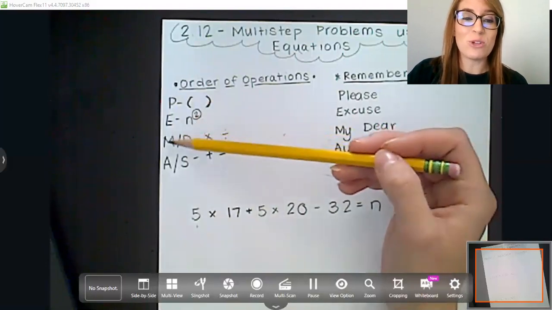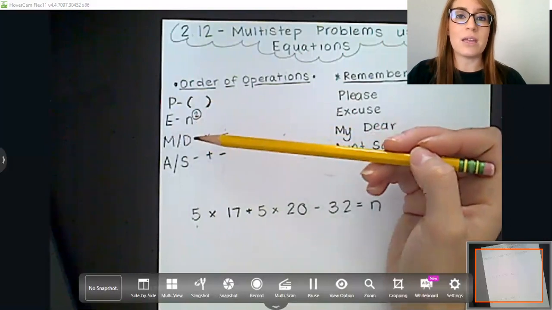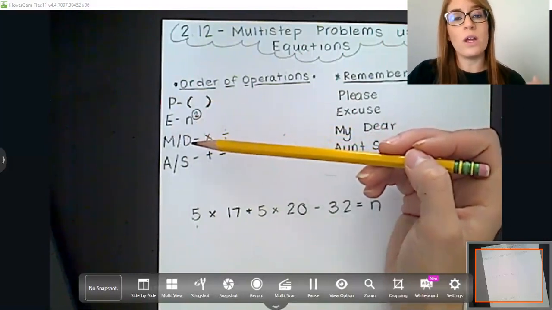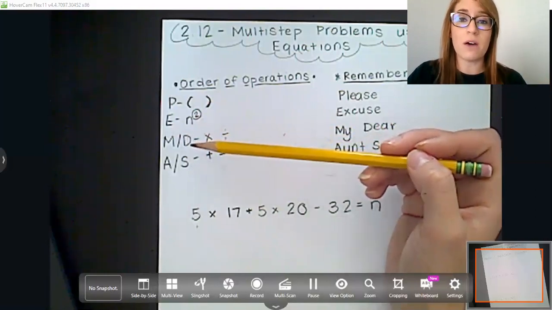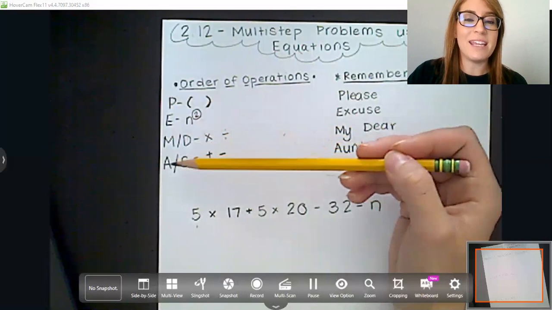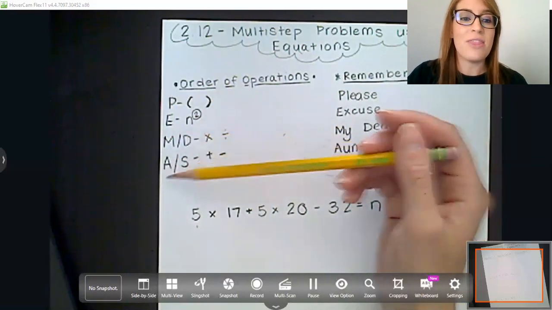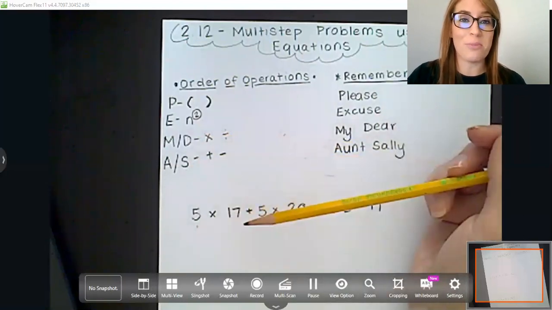And then we've got multiplication and division. Now, multiplication and division are side by side because they can be solved at the same time. It just depends on what order they come in. So if multiplication comes first in the equation, you'll solve the multiplication problem first. If division comes first, you solve the division problem first. And then the last step is any addition and subtraction problems, and it's the same as multiplication and division. They can be solved interchangeably. It just depends on what order they come in the problem.